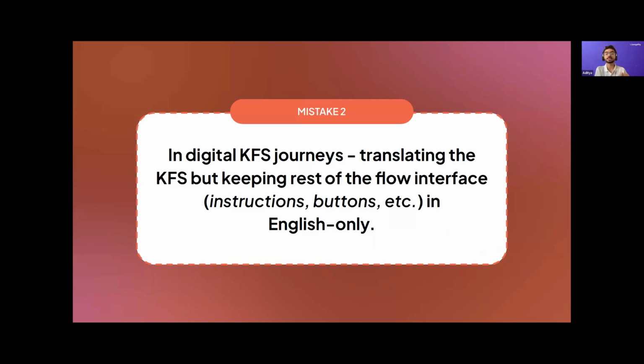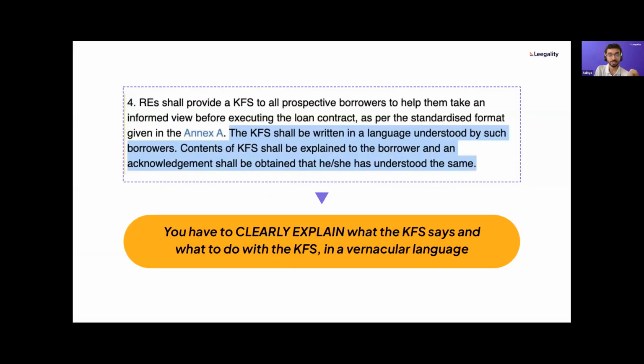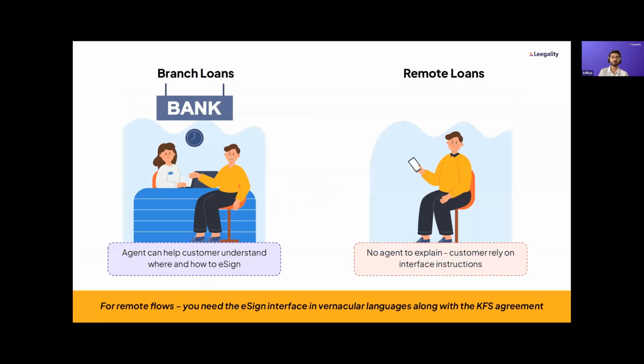The next mistake that happens in digital KFS flows, again language related, and this is a very easy and obvious one to make, is: okay, you've translated the KFS and the KFS document in all possible languages, right? Great. But in a digital flow, what about the interface through which the customer is interacting and acknowledging the KFS? Let's look at the compliance requirement once more, right? Contents of the KFS have to be explained and the borrower must acknowledge the same. Now, there are two possible flows. Even if your KFS is being done digitally, there are two possible flows for you, right?